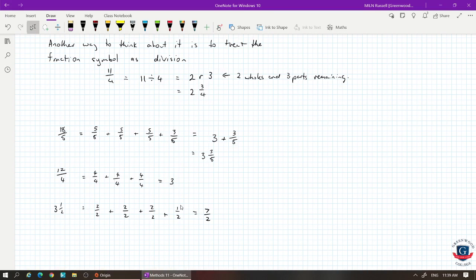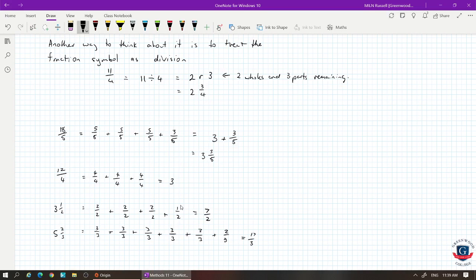And 5 2/3, that would be 3 over 3 plus 3 over 3 plus 3 over 3 plus 3 over 3 plus 3 over 3 plus 2 over 3. 3, 6, 9, 12, 15, 16, 17 over 3.